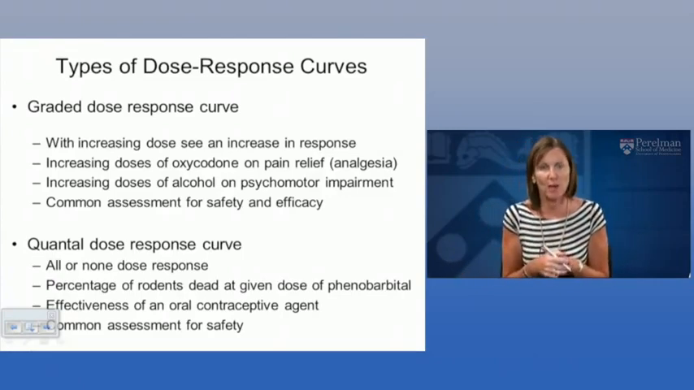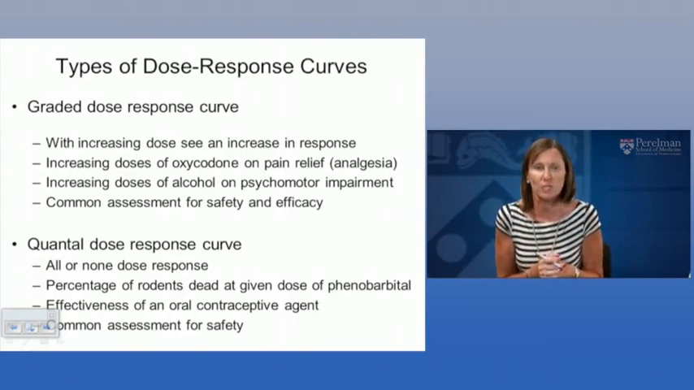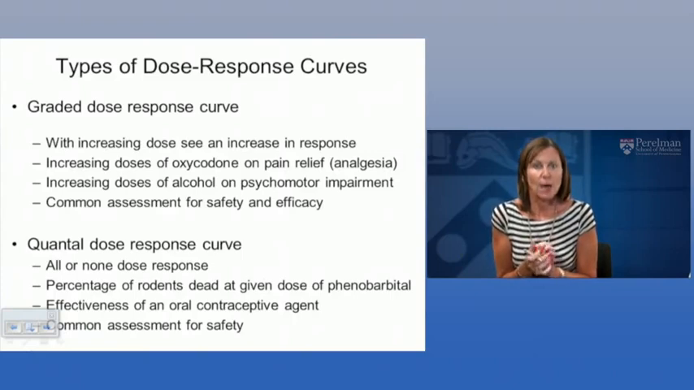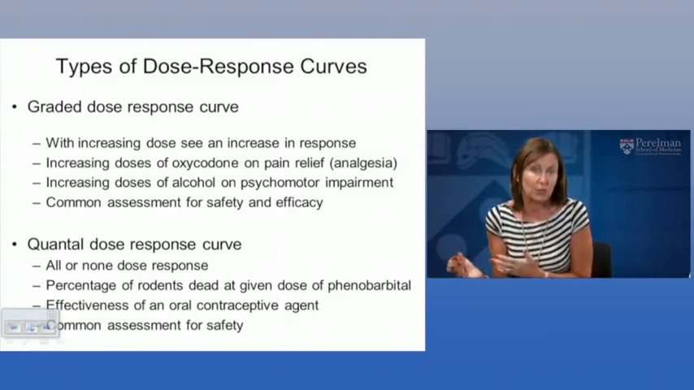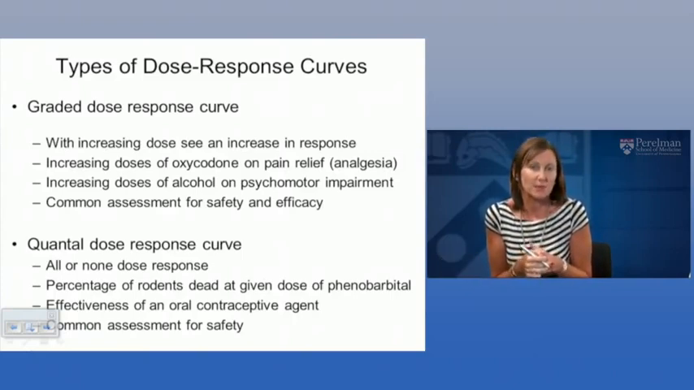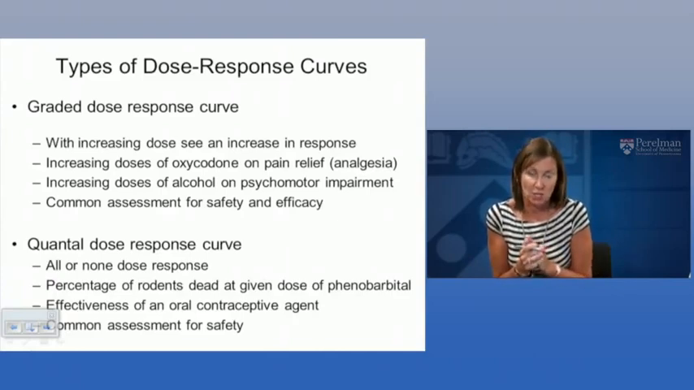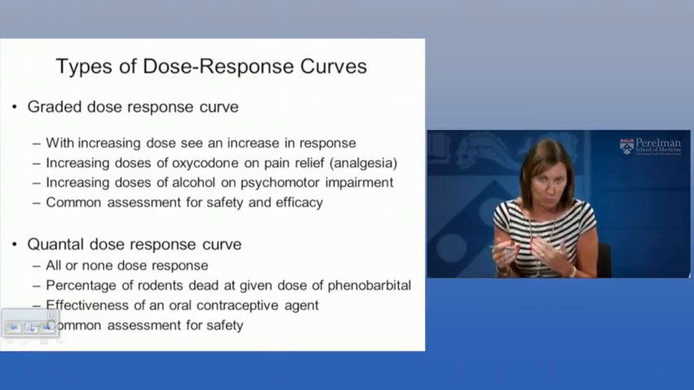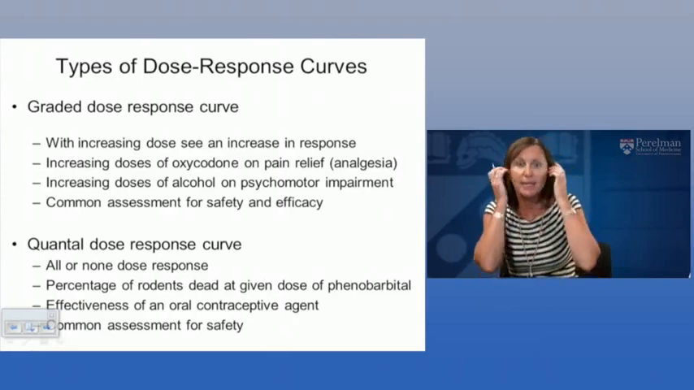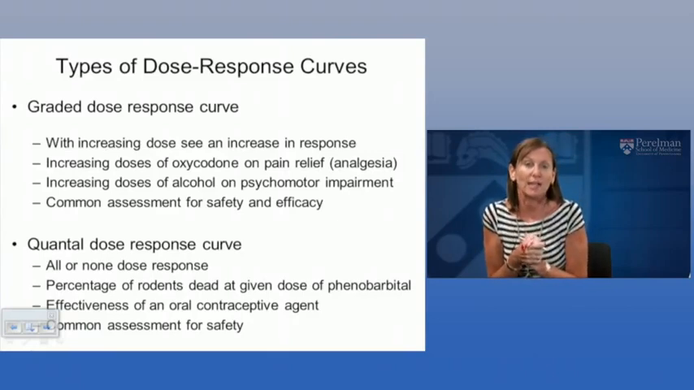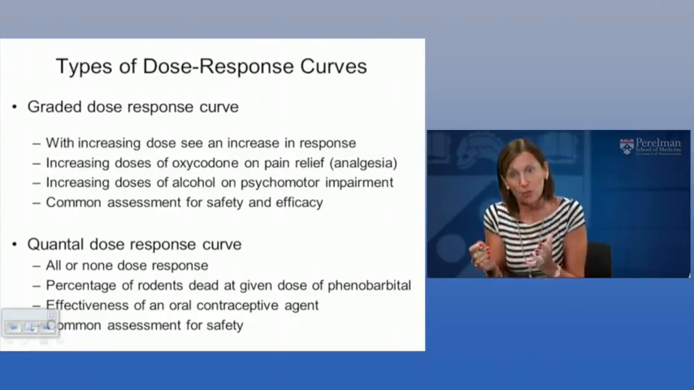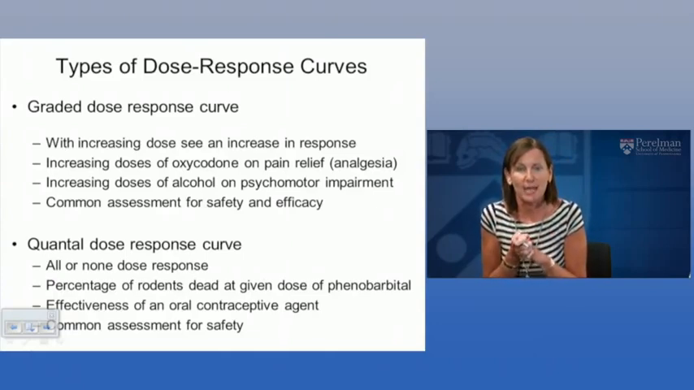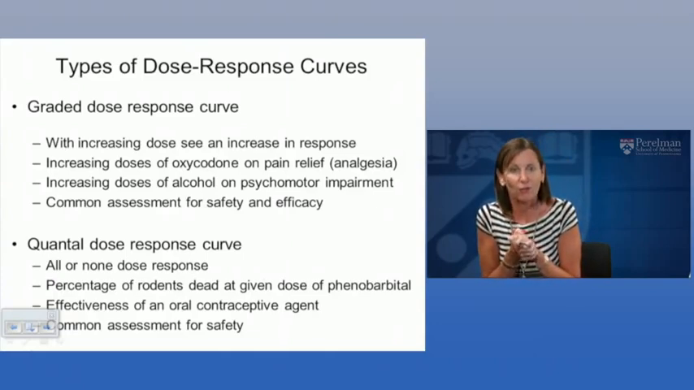The graded dose-response curve, and I just showed you a bunch of fictitious graphs. And on these, we were able to see that with increasing dose, you see an increase in response. For example, increasing doses of oxycodone, a narcotic, improves pain relief, induces analgesia. Increasing doses of alcohol causes increasing degrees of psychomotor impairment. I'm going to show you an example of that for ease of reference.